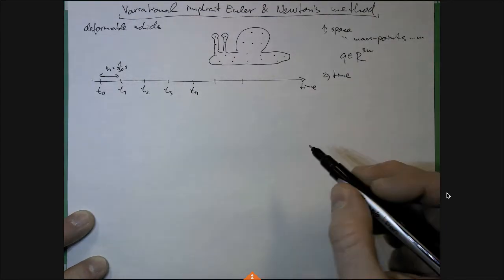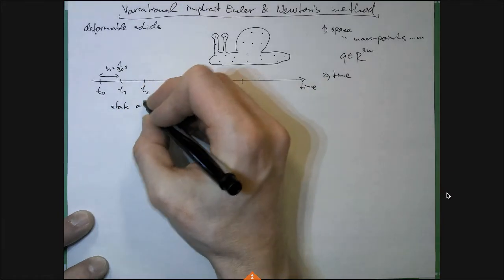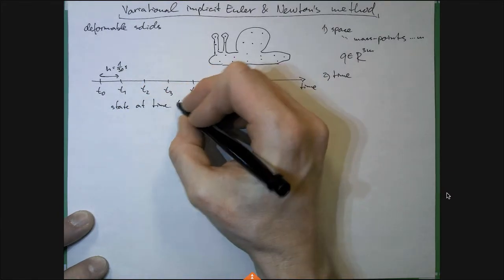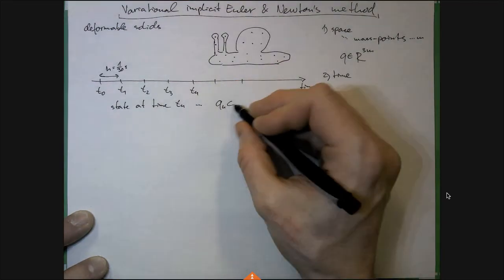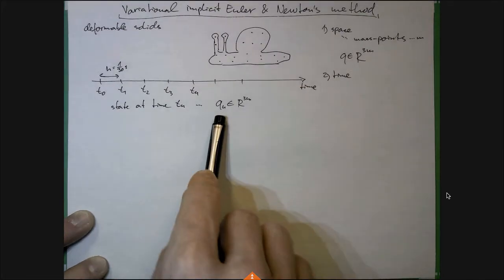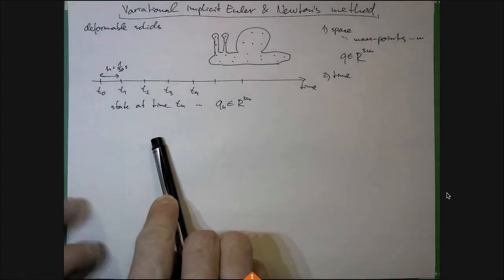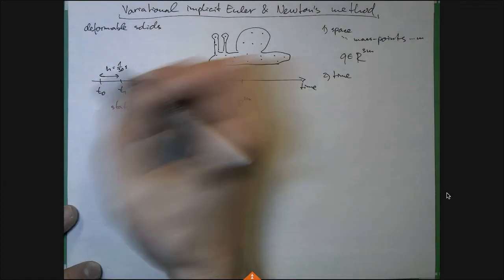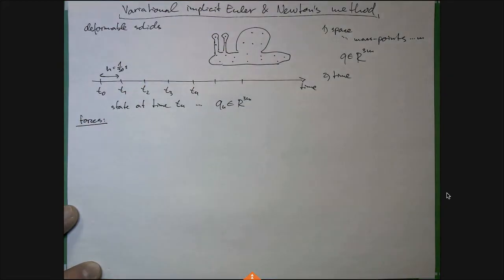So by convention, let's say that the state at time Tn will be denoted as Qn, okay? And that's of course the 3m dimensional vector, as I said, at every time. So the next thing we will need are forces. I'm essentially recapitulating things you should already know.